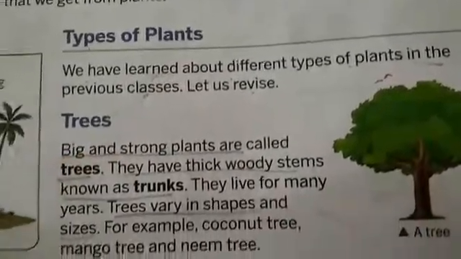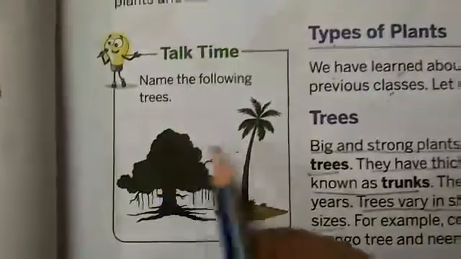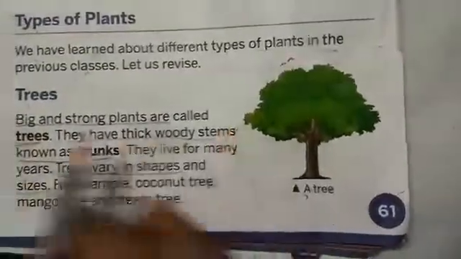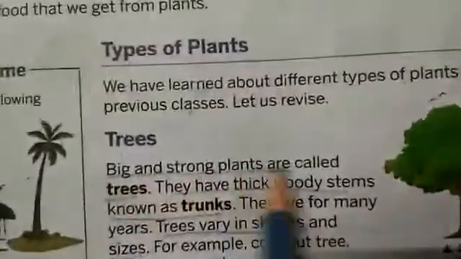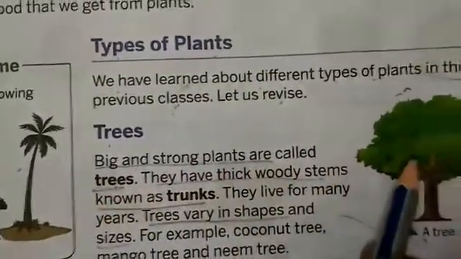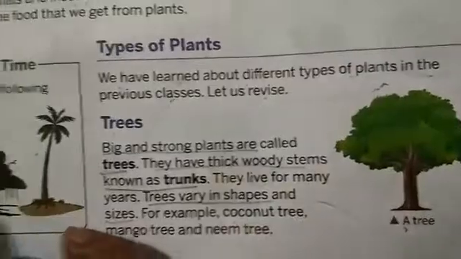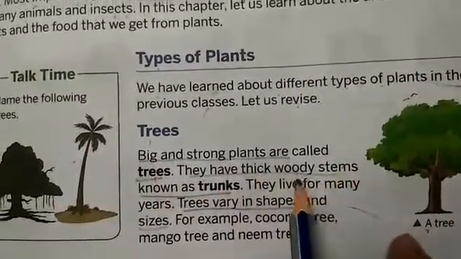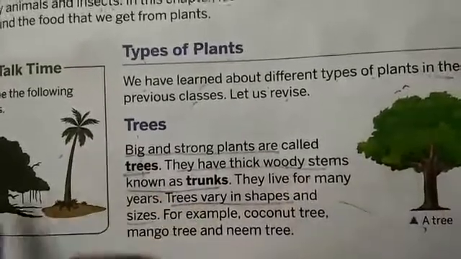Now you see these different kinds of trees. Here are trees, and here is also a tree. You see the shapes. Big and strong plants are called trees. Here you see this big strong plant. They have a thick woody stem, known as the trunk.